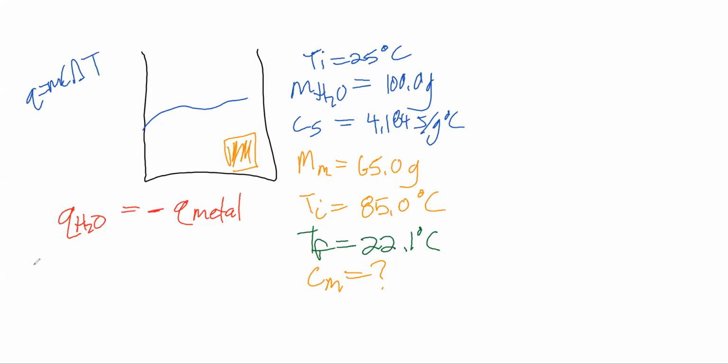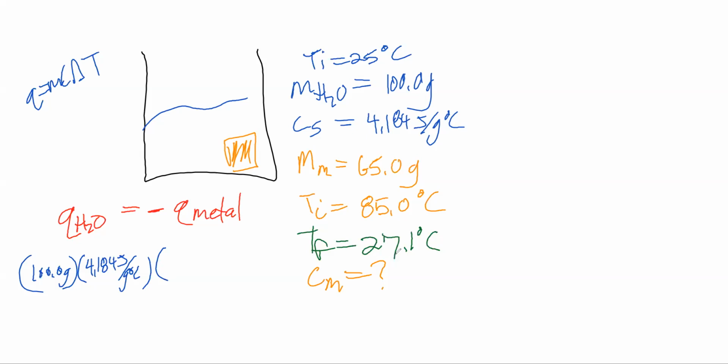So we have our mass, 100.0 grams. We have our C, 4.184 joules per gram degrees Celsius. And what should the delta T be for the water? Oh, sorry. I gave you, instead of 22.1, let's make this 27.1. That'll make more sense.